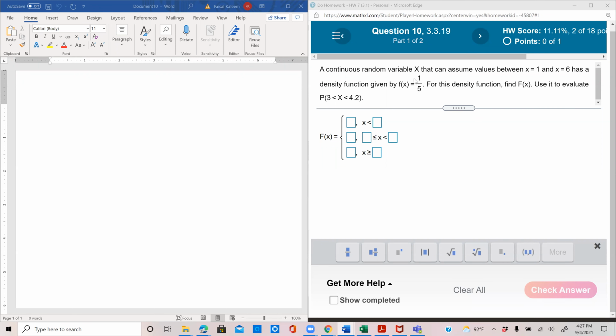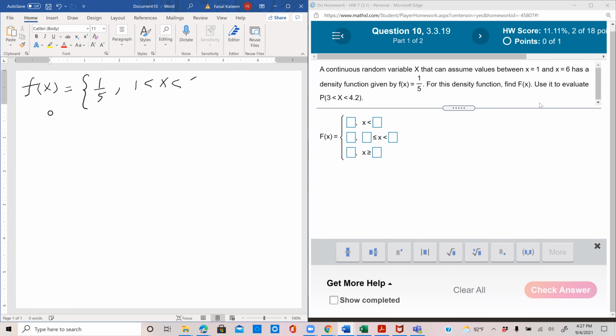A continuous random variable x can assume values between x = 1 and x = 6 and has a density function given by f(x) = 1/5. So this time we are dealing with a continuous probability function. What they are saying is that f(x) = 1/5 when x is between 1 and 6.